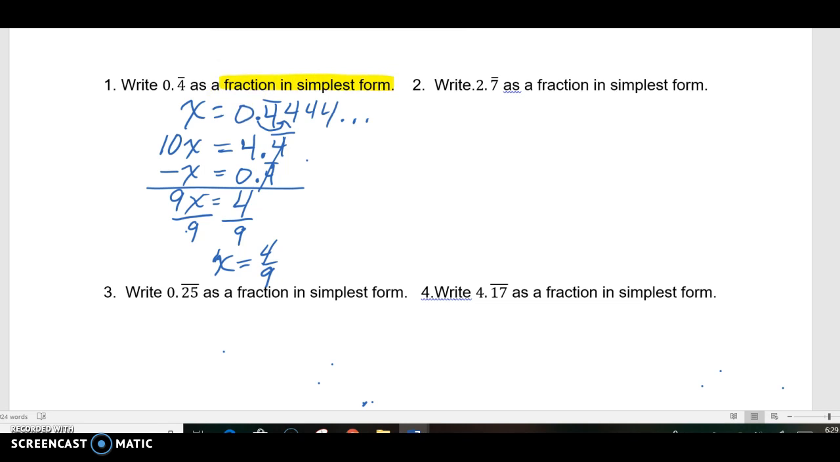Okay, and then this whole process also proves what we talked about with rational numbers, that anything that can be written as a repeating decimal is also considered a rational number because it can be written as a fraction.